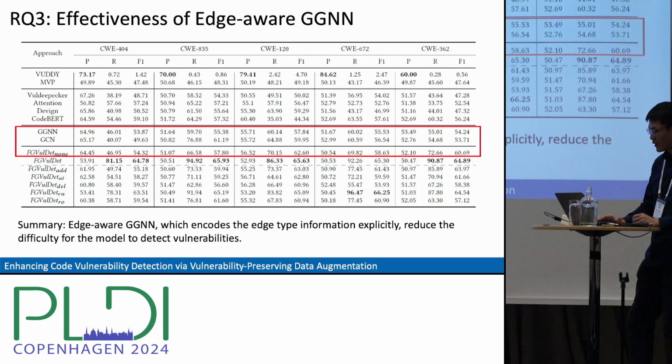Lastly, we conduct an experiment to compare our edge-aware GGNN with some traditional GNNs, such as the GGNN and GCN. To make a fair comparison, we only compare the results of different GNN variants with FG-VulDet. We can find the edge-aware GNN, which encodes the edge type information, reduced the difficulty for the model to detect the vulnerabilities.